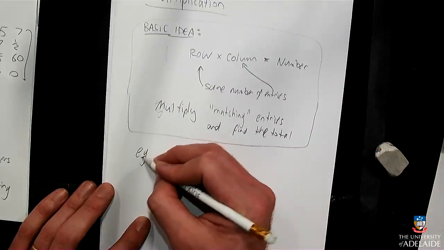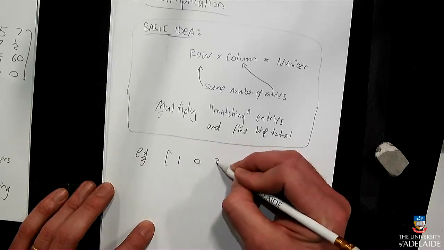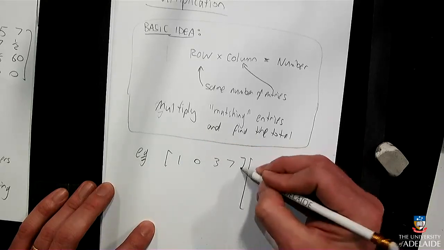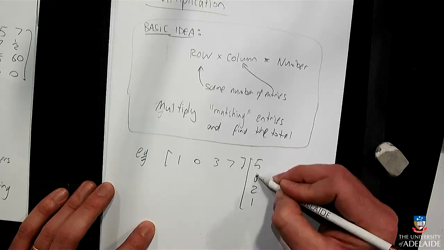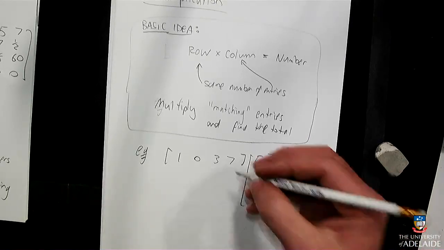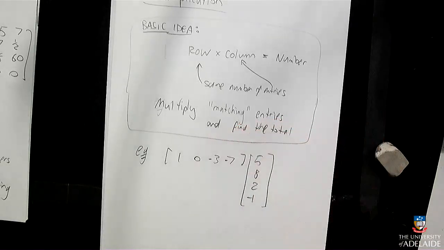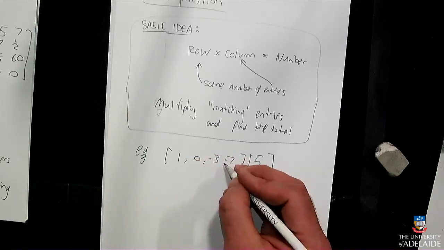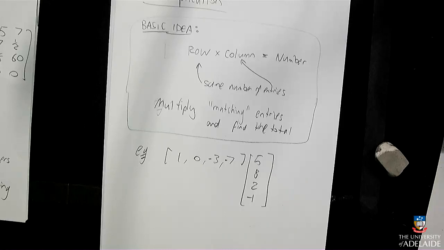Okay, so for example, 1, 0, 3, 7 times 5, 8, 2, minus 1. Okay, do you know what? I'll just change some of these numbers. There we go. 1, 0, minus 3, minus 7, and 5, 8, 2, minus 1. Just so you know, when you're writing them as rows, it can be a bit tricky to see whether you've got numbers or whether that's supposed to be addition, so we tend to put commas when it's a single row by itself. So this matrix multiplication, row times column, should be a single number.